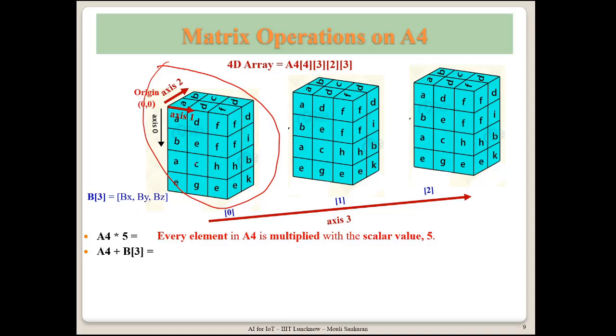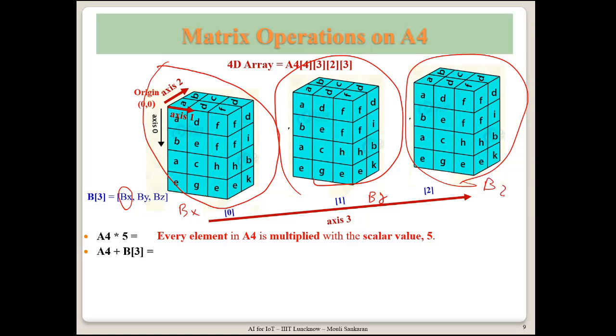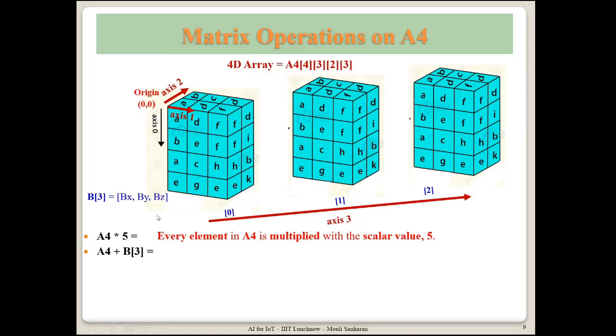So all the values here are going to be added with Bx. All the elements here, including those which are not seen here, don't think that what we don't see is not going to be affected. It is going to be affected. It will be added with By. And all the elements here will be added with Bz. That is what this is going to do based on the broadcasting rule I explained to you. So all the elements at index 0 on axis 3 are added with Bx, at 1 with By, and here all of them are going to be added with Bz, and so on. Okay.